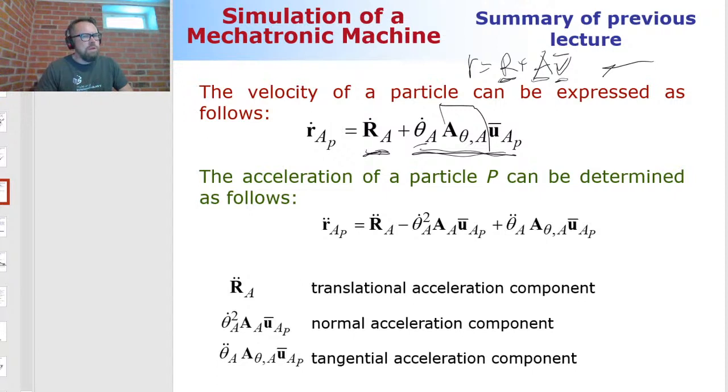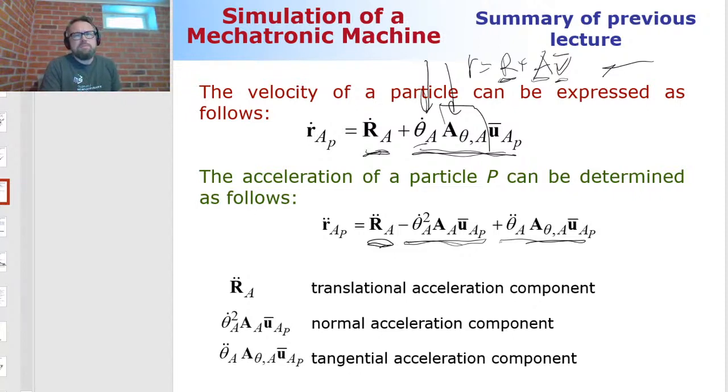Now, when you differentiate the velocity one more time with respect to time, you get acceleration. All right? Now, because of these two terms, we end up with three components in our acceleration. Those components are translational acceleration, which is described by the body reference coordinate system. And then we have a component that is quadratically related to angular velocity, called the normal acceleration component due to the rotation. And finally, we have the tangential acceleration component, again due to the rotation.